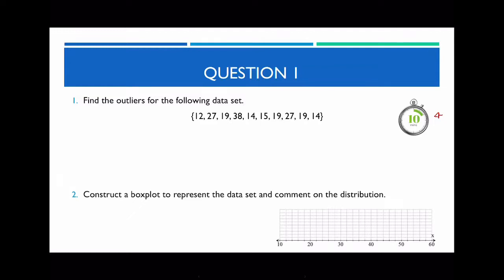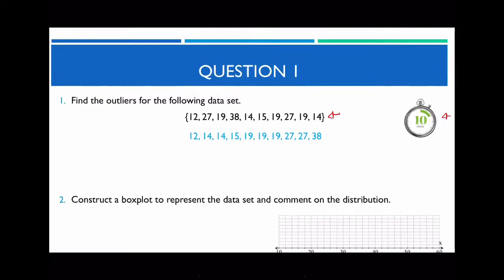So the first question reads, find the outliers for the following data set. As you can see, this data set is not written in order, so not from smallest to largest. Our first step is to assemble the numbers from smallest to largest so that we can find the 5-figure summary, so that we can find out the IQR, so that we can find out the lower fence and upper fence that gives you the outliers. That was a bit of a mouthful. But first, let's reorder the numbers from smallest to largest. Once I've done that, I can find out my 5-figure summary.